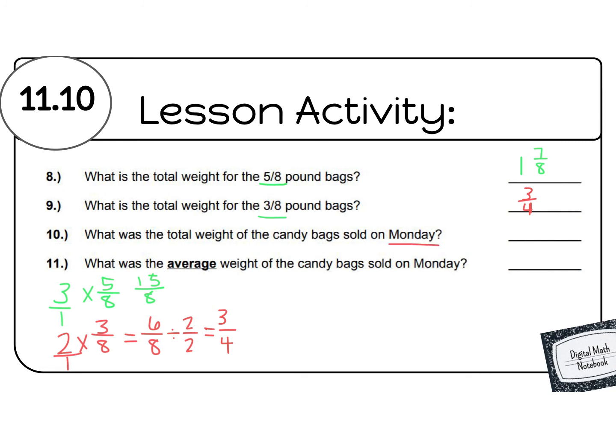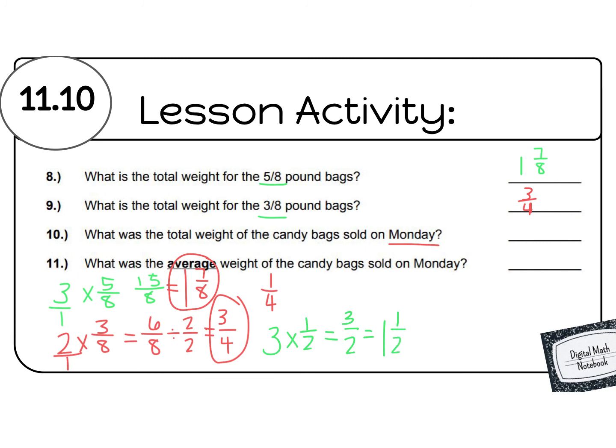Our next question says, what was the total weight of the bags sold on Monday? So remember, Monday is the whole graph. So we've already found the 5/8 and the 3/8, but we also need to add the 1/4 and the 1/2. So we have 1 and 7/8, 3/4. We had 1 1/4, and we had 3 1/2. So we need to multiply 3 times 1/2, which gives us 3 over 2, which is 1 and 1/2.